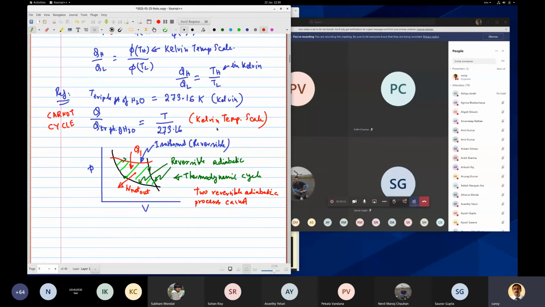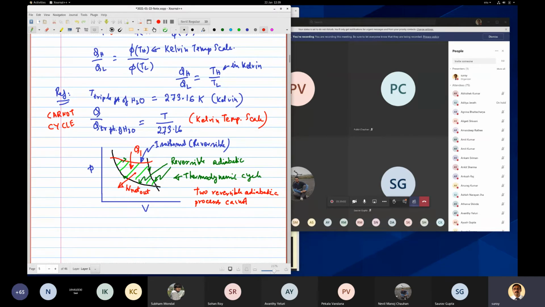So that gave rise to the Kelvin temperature scale. If you put this in centigrade, and this is also in centigrade triple point, it will not work, right? So they came up with this Kelvin temperature scale. And of course, there's a relation between Kelvin temperature scale, centigrade temperature scale, Fahrenheit temperature scale. There's a relation. This is the Kelvin temperature scale.